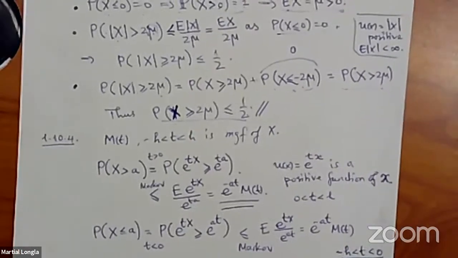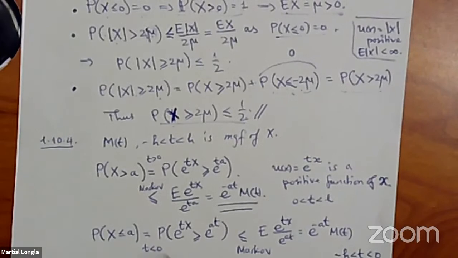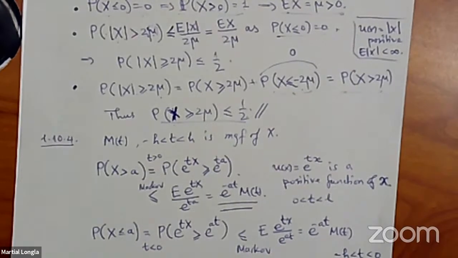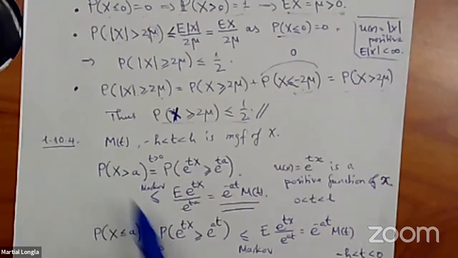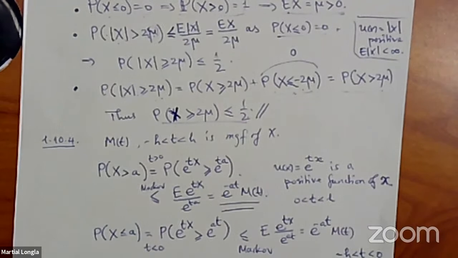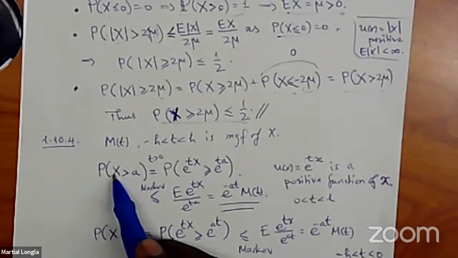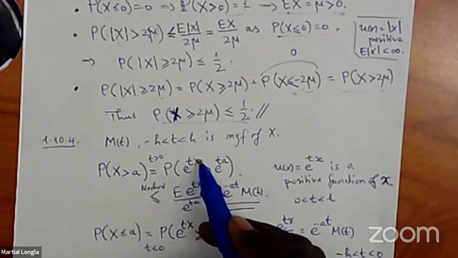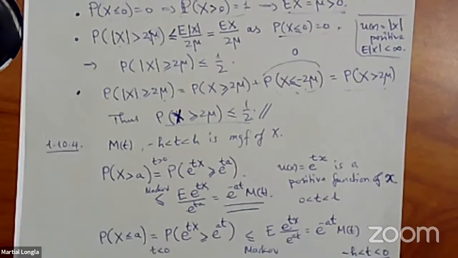1.104 had to do with moment generating functions. We have a moment generating function that is defined between -h and h. And we wanted to show that the probability that x is larger than a is less than or equal to this quantity. So probability that x is larger than a is equal, when t is positive, I say it's e to the tx larger than e to the ta. Why is that? Because e to the tx is an increasing function when t is positive. So the two probabilities here are equal.